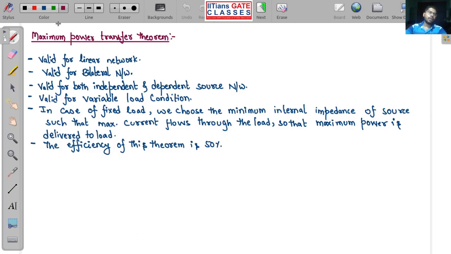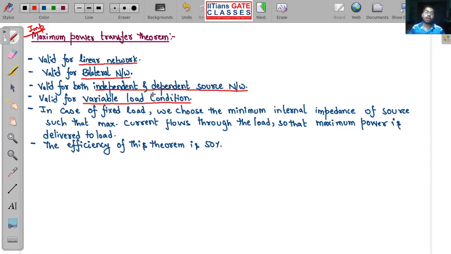So the next most important theorem we have is the maximum power transfer theorem. Okay. It is valid for linear networks, valid for bilateral networks, valid for both independent as well as dependent source networks, and it is valid only for variable load condition. This theorem is valid only for variable load condition.